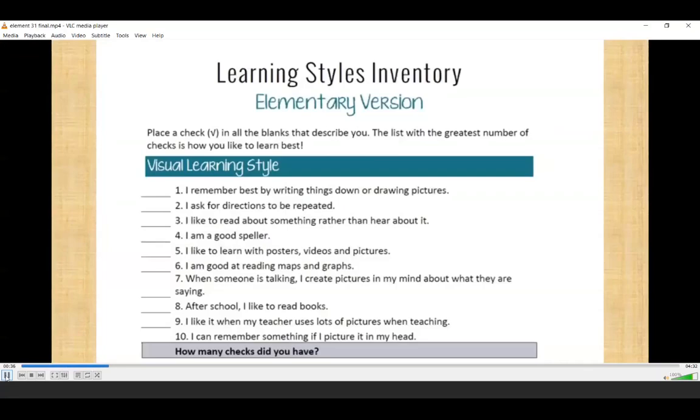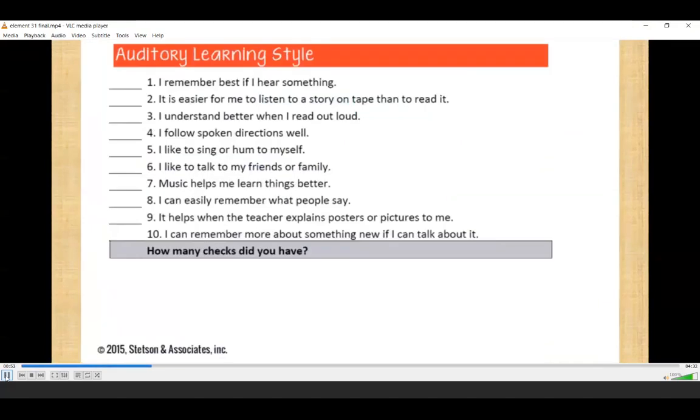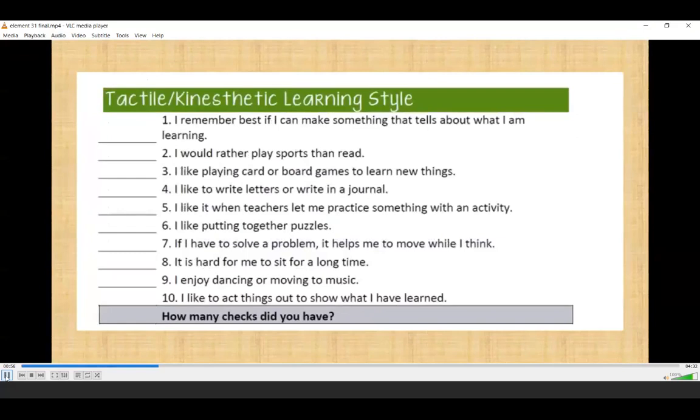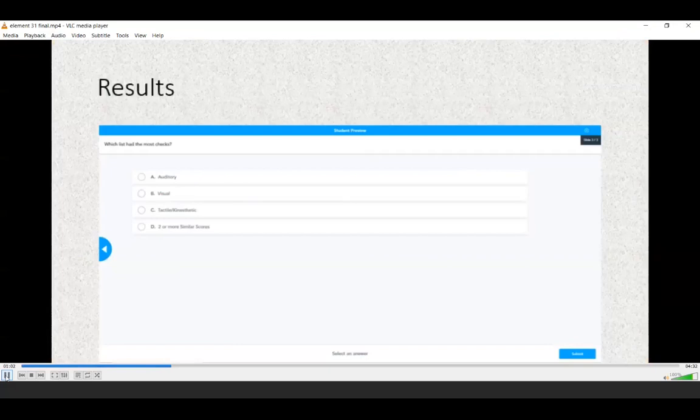The one I decided to focus on was having my students fill out a learning style inventory. I found an elementary version that worked a little bit better with my classroom. So I had them write yes or no whether or not the item fit their learning style. So there's visual learning style, an auditory learning style, and then the tactile kinesthetic learning style. Each of the students then counted up the amount of yeses they had in each of their groups, and they went onto a Nearpod that I created and filled out a poll that they could mark which one had the most checks.